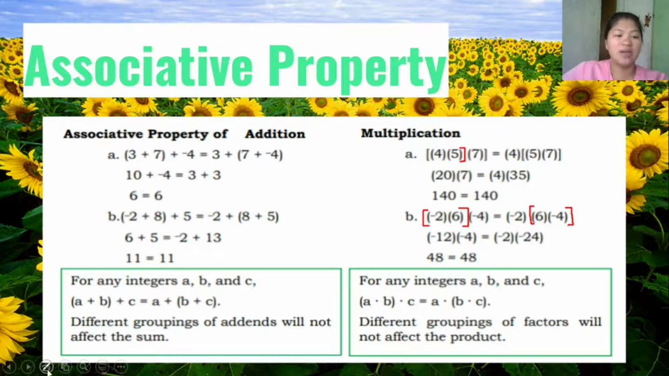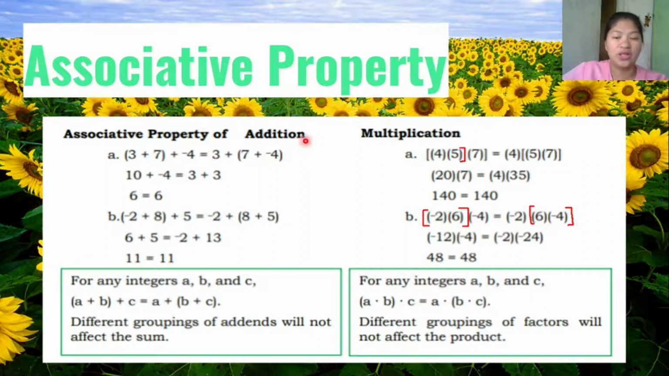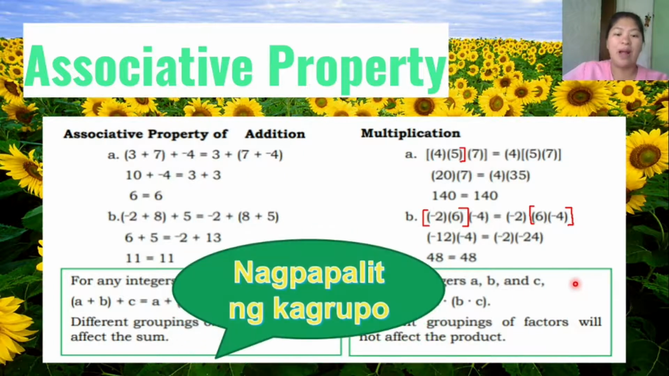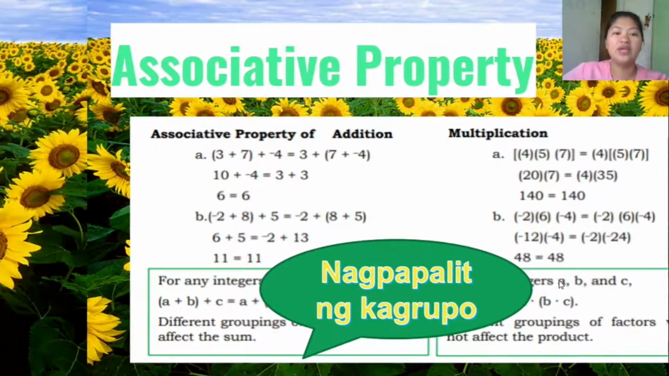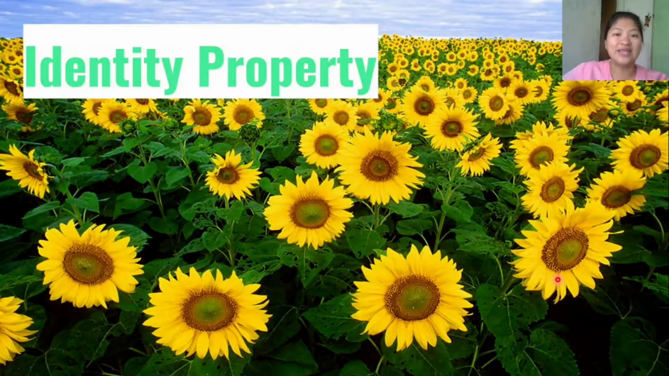So that is the meaning of associative property for addition and for multiplication also. So ano po yung dapat nating tandaan sa property na ito? Nagpapalit po ng kagrupo, pero hindi pa rin magbabago ang sagot. Okay? And for the next property, we have what we call the identity property.